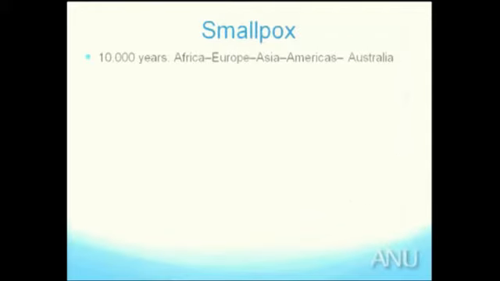Smallpox was a disease that entered human populations 10,000 years ago. It started in Africa and gradually spread through Europe. People say it probably arrived in Europe after Hippocrates, because he made very detailed descriptions of all diseases at the time, and nothing like smallpox is mentioned. So it's speculated that it arrived in Europe after Hippocrates. Then it spread through Asia, came to the Americas, and eventually reached Australia.